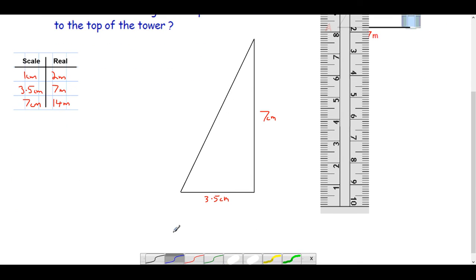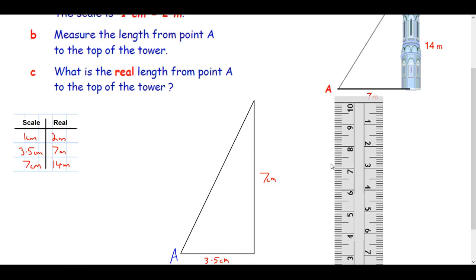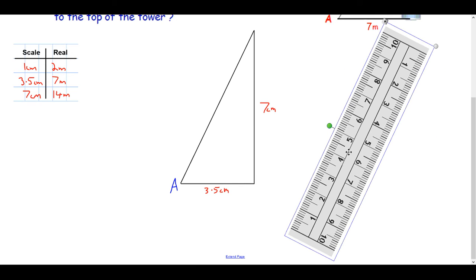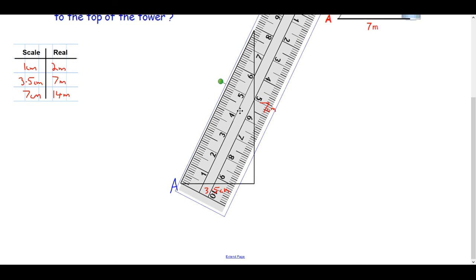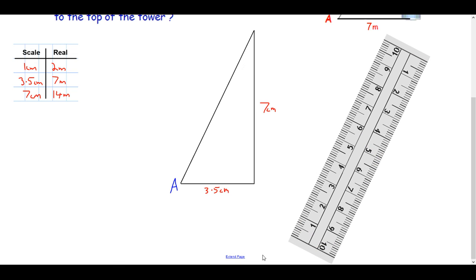Now, it says measure the length from point A to the top of the tower. Now that's point A at the bottom there, isn't it? It's hiding with the ruler there. There's point A, so I've got to measure there to the top of the tower. So I'm going to do that, using my scale drawing to measure. Okay, right, so that looks about right. Starting at the start there, and I would say that was 7.3 centimetres. So we'll say that's 7.3 centimetres.